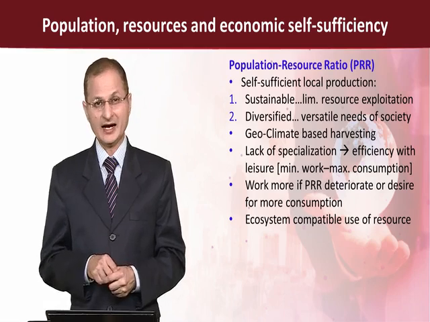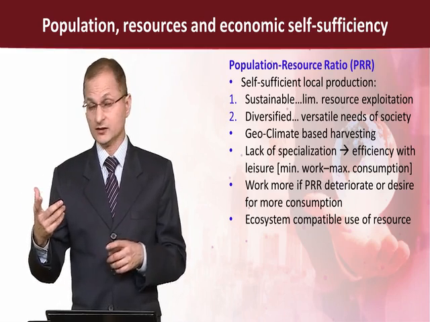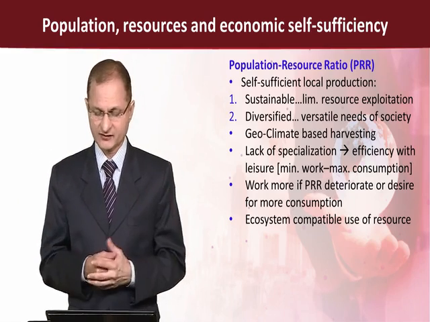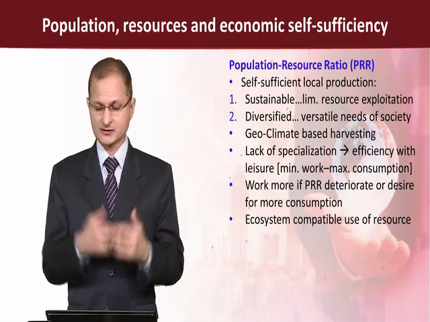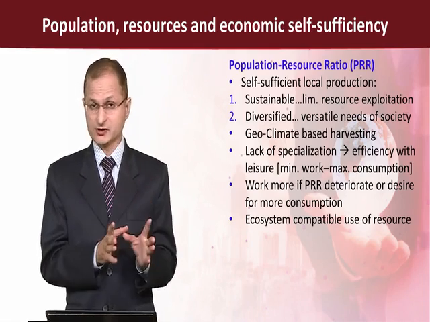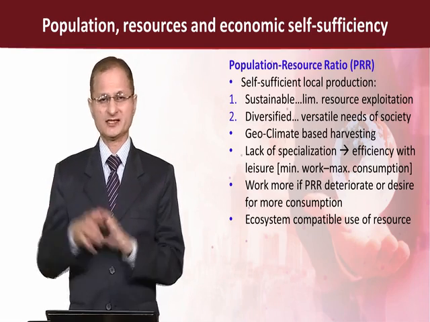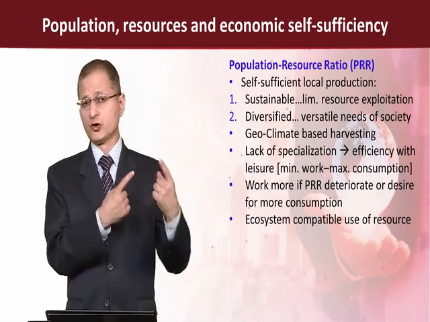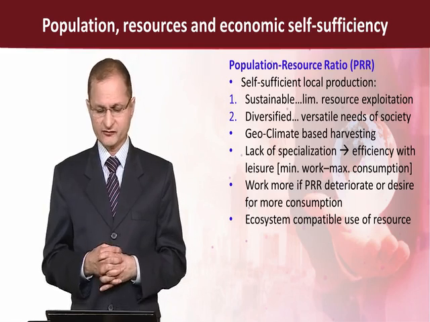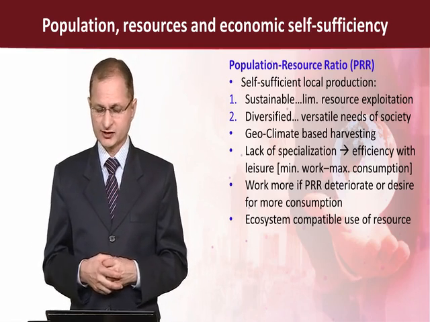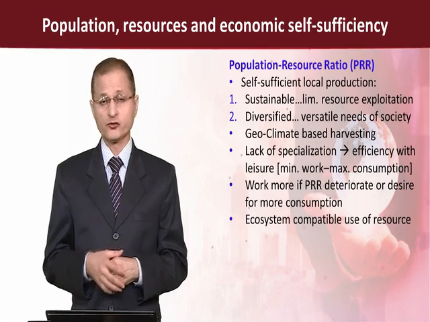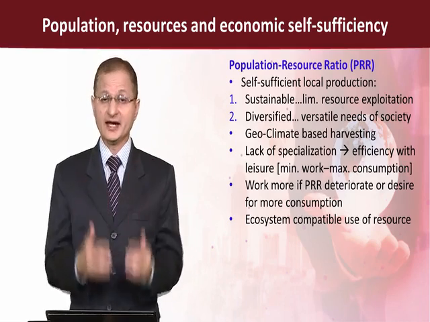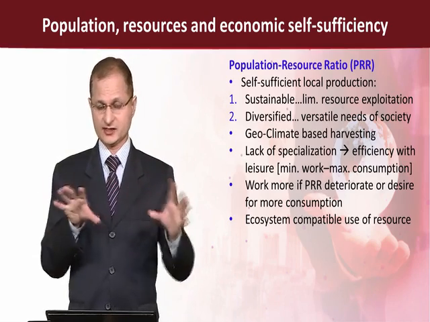So with efficiency, they enjoyed more leisure, and whatever efficiency they had, they were comfortable and satisfied with that level. So what they do is a Minimax model, meaning minimum possible work and maximum possible consumption. Maximum possible consumption gives maximum satisfaction, and minimum work gives them much more leisure. They work more if this ratio is going to change, if the population resource ratio is going to deteriorate, or desire for more production or consumption is required. Then they try to work hard and put in more effort, otherwise not, if that ratio is stable.